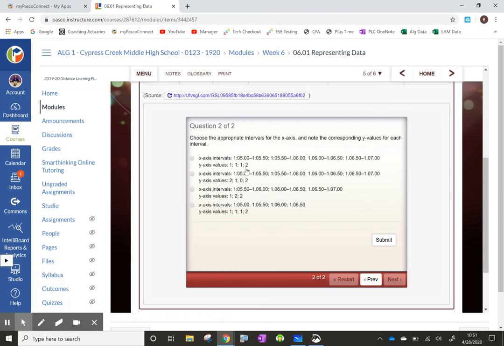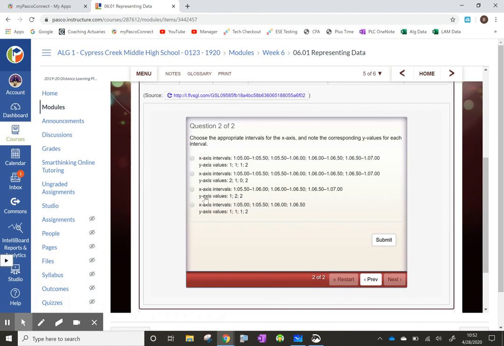Yeah, so this is exactly what I was just working on. You have the times a minute 5 to minute 5.5, a minute 5.5 to minute 6, a minute 6 to minute 6.5, a minute 6.5 to minute 7. And the y values were one swimmer, one swimmer, one swimmer, and two swimmers. I believe that's the correct answer.